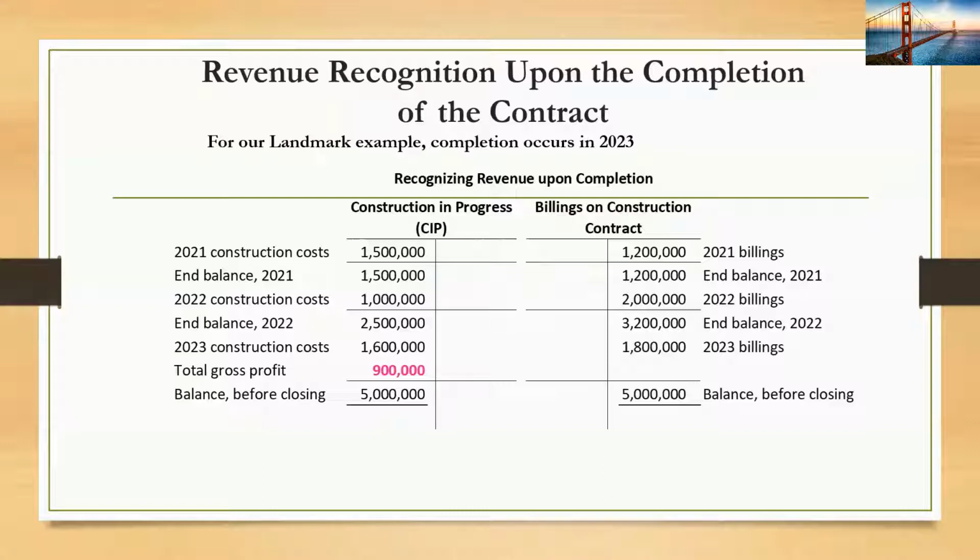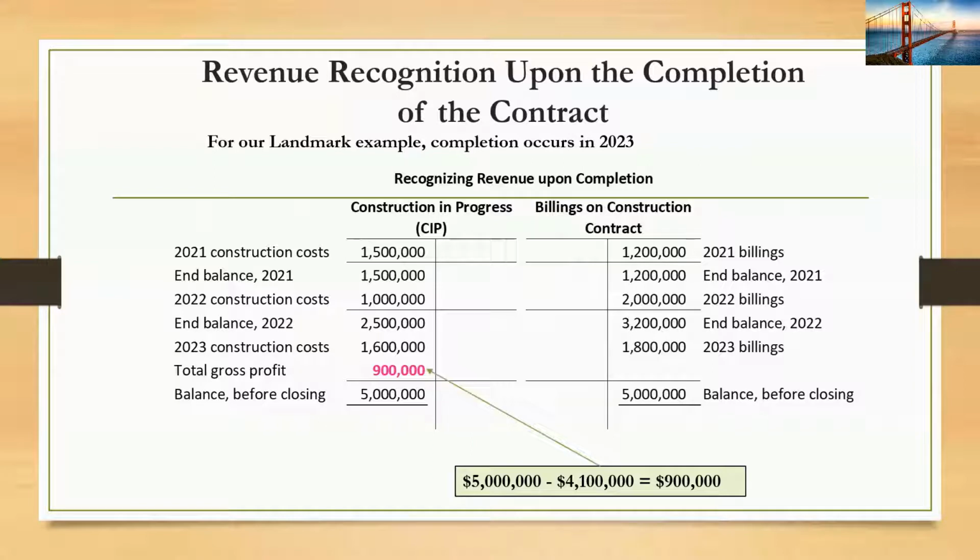Upon completion, Landmark recognizes revenue of $5 million and cost of construction, which is similar to cost of goods sold, of $4.1 million because the asset is viewed as sold on that date. Landmark includes the resulting $900,000 gross profit in CIP, increasing the balance to the $5 million total cost plus gross profit for the project.